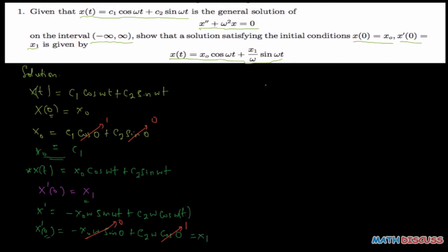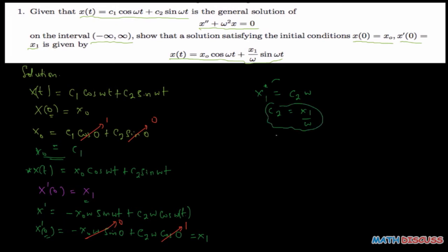So let's continue here. We have x1 equals c2 times omega. And we want to find c2, so we divide both sides by omega. So c2 equals x1 all over omega. So now I've been able to find my c2.